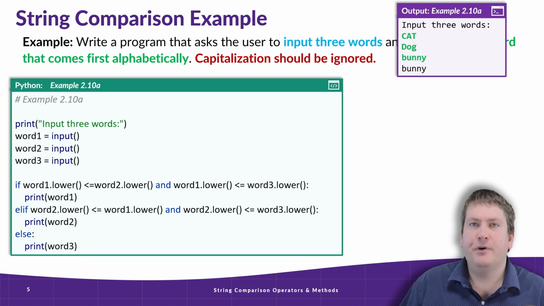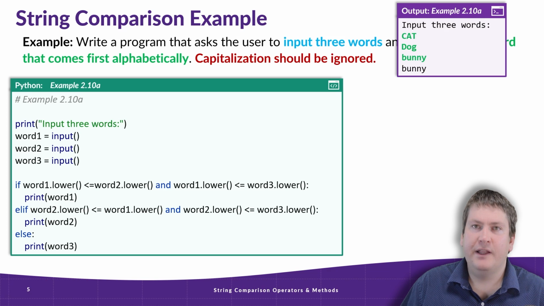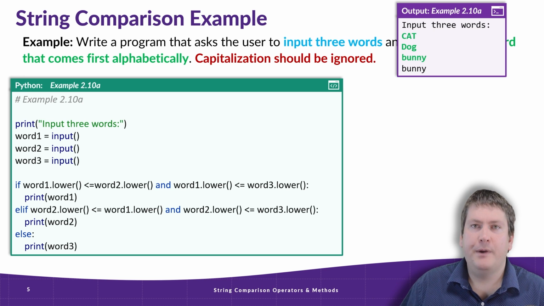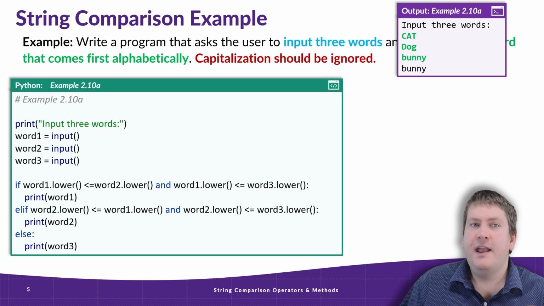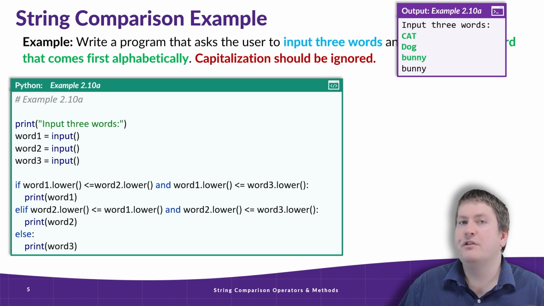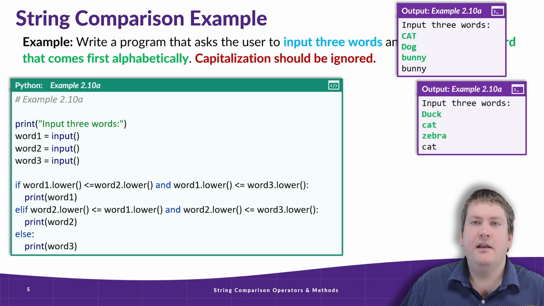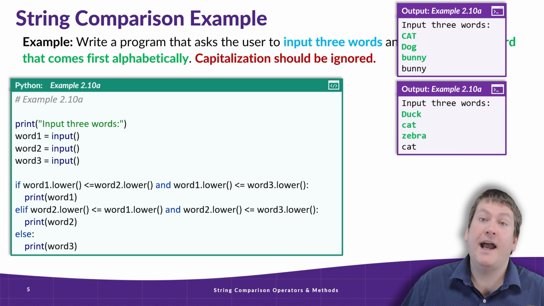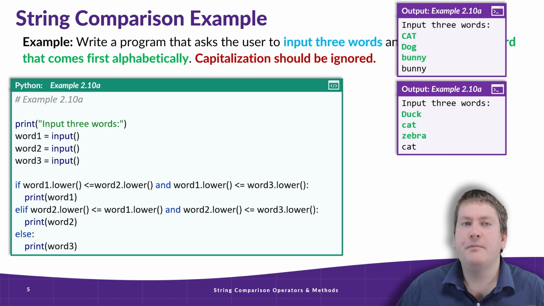Okay, so here's an example if we ran it with cat, dog, and bunny, with cat in all uppercase, dog with a capital letter, and bunny in all lowercase. Capitalization is ignored because we're first converting the strings to lowercase before we compare them. And bunny is output as the result, as we did those comparisons, and word1 wasn't the lowest, word2 wasn't the lowest, so by process of elimination, it has to be word3. As another example for input, let's say we have duck, cat, and zebra. In this case, cat is going to be first alphabetically. But there is another way to write this, and there are some improvements we can make.